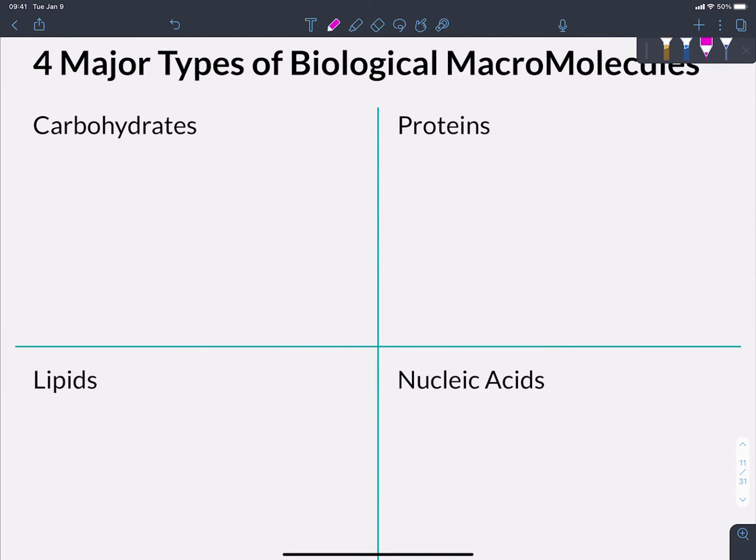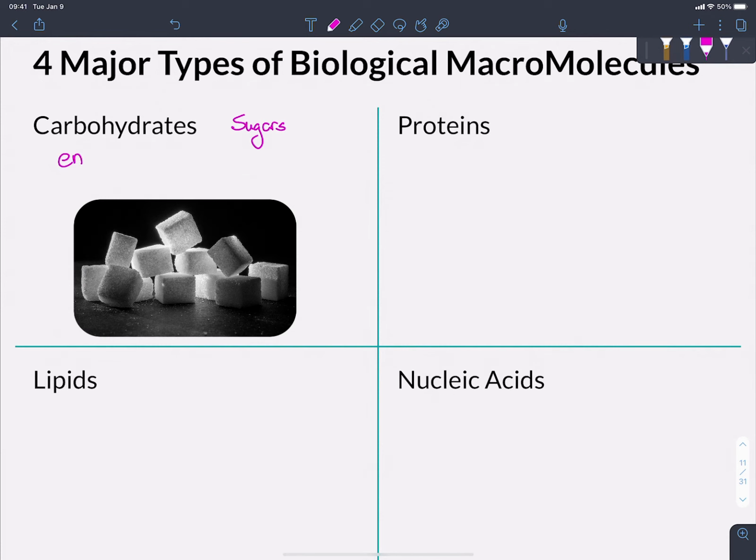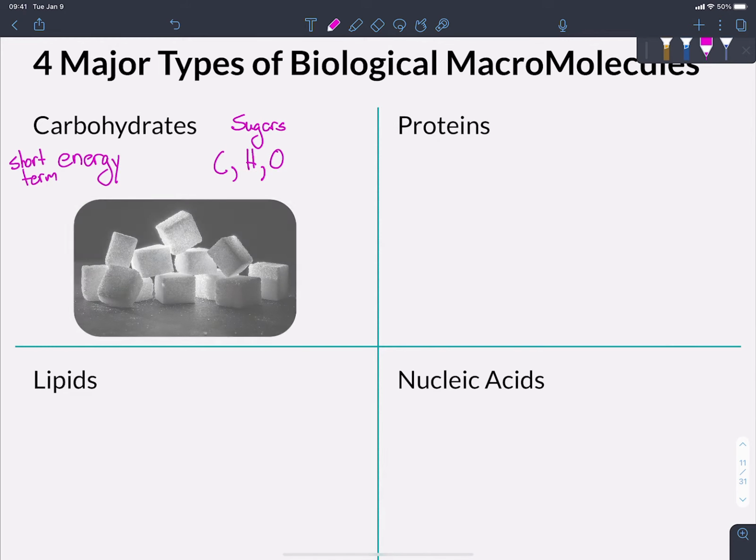Thinking about the 4 major types of biological macromolecules, we could talk a whole lot about each of these in turn. We'll go through them one at a time and just kind of go around. Carbohydrates, also known as sugars, are really important for energy. They have some roles to play in terms of support and storage as well, but they're big time, what we'd say, short-term energy molecules. And they contain the elements carbon, hydrogen, and oxygen.